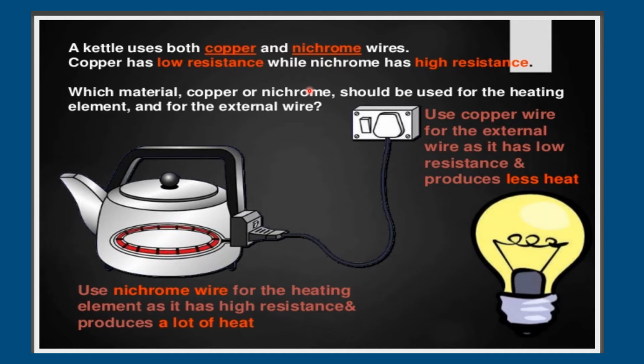So if you have observed, not only in a kettle, in most electrical appliances, copper wire is used for external wiring since it has low resistance and produces less heat, and since nichrome has high resistance, it is used for the heating element. So that is what is given clearly here. Use copper wire for the external wire as it has low resistance and produces less heat, and nichrome wire is used for the heating element as it has high resistance and produces a lot of heat.